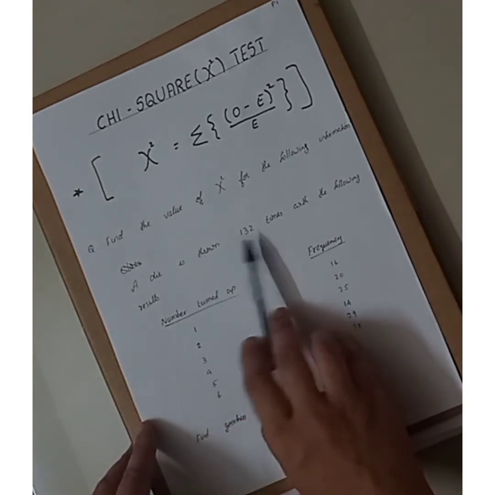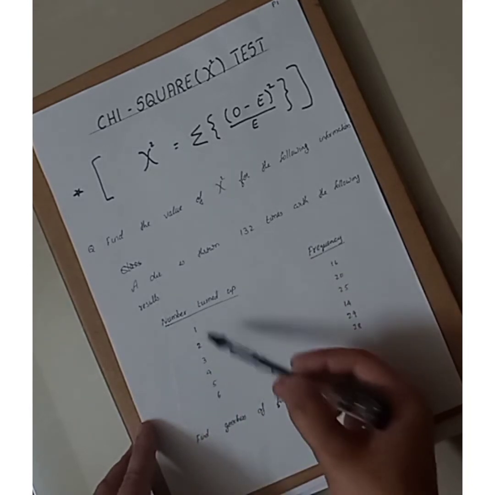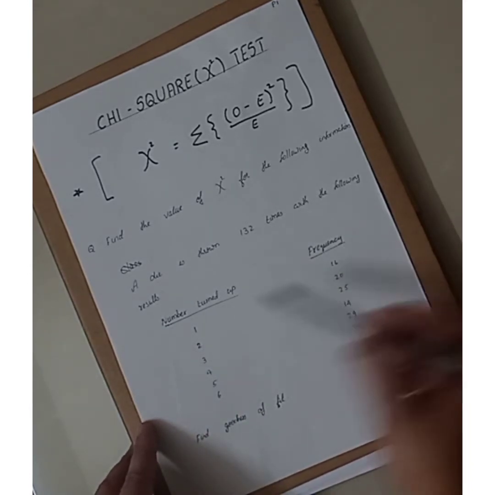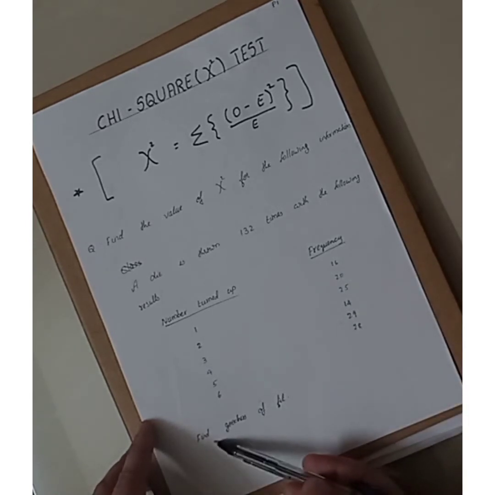A die is thrown 132 times with the following results. The number turned up is given, that is 1 to 6, and the frequency of each number turning up is also given. This is the observed frequency, and here you are asked to find the goodness of fit.